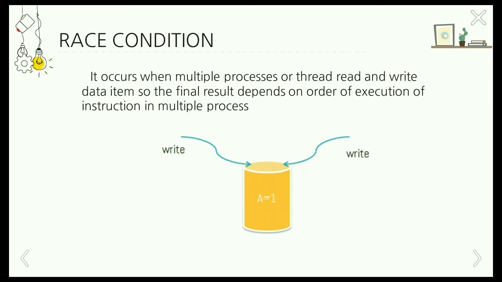In synchronization, multiple processes perform on a single resource, and we allow only one process to execute at a time. Multiple processes or threads are going to read and write the data item, so the final result depends on the order of execution of the instructions. The final result will depend on how the processes execute.